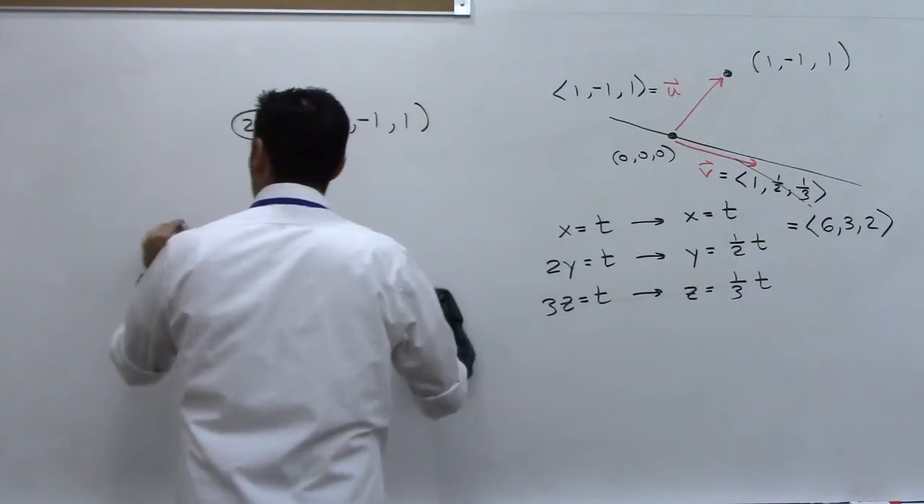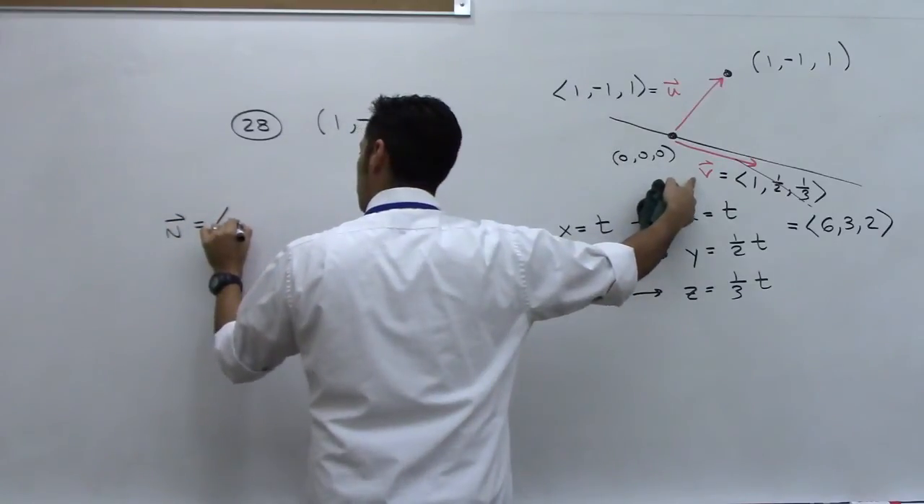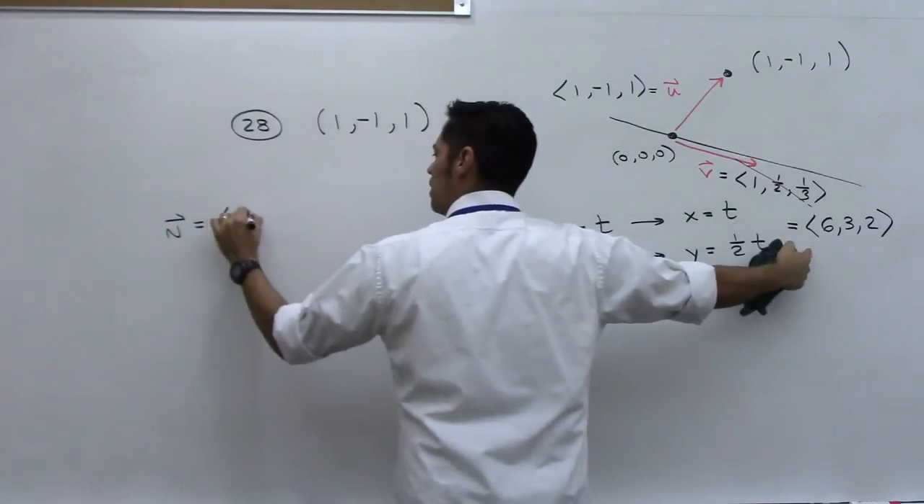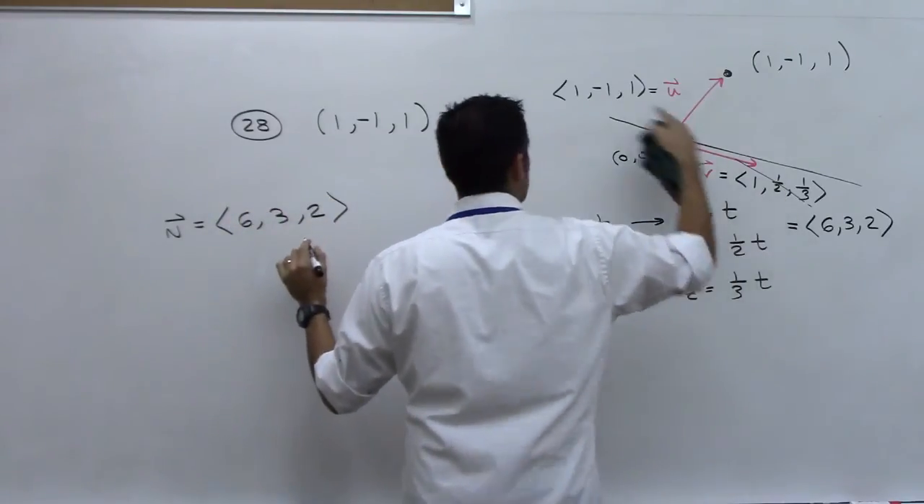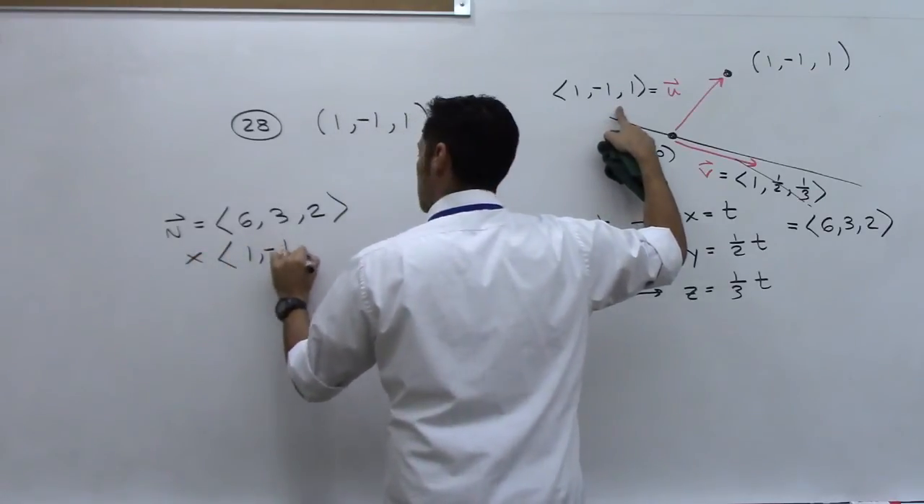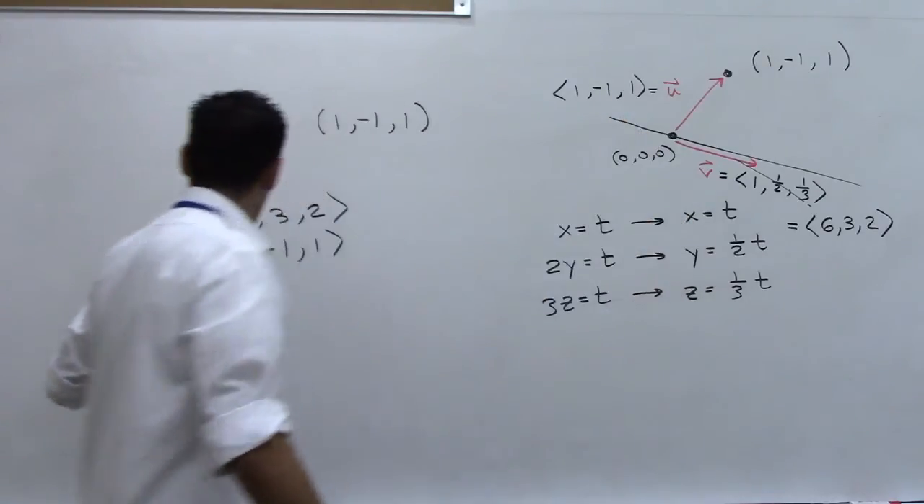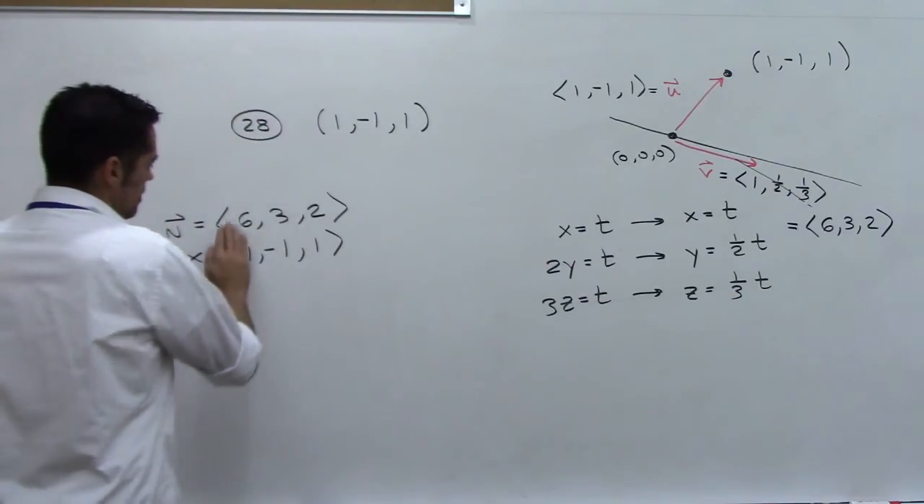So I'm going to say that the normal I'm going to use for my plane here is going to be the v, which is this vector, 6, 3, 2. And I'm going to cross it with this vector, so I'm going to do it vertically. Cross it with 1, -1, 1. And that will be equal to, let me take my time here. I'm going to cover this up.